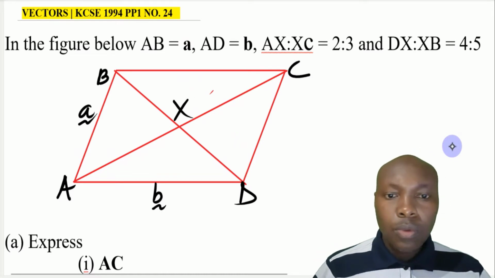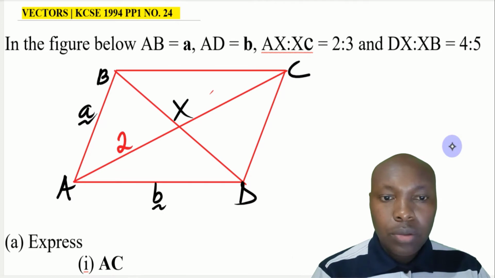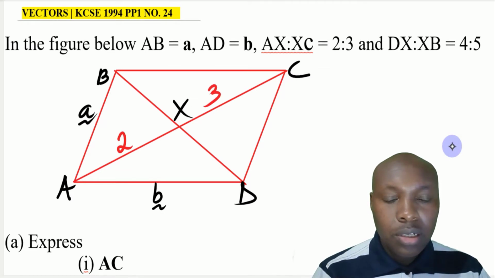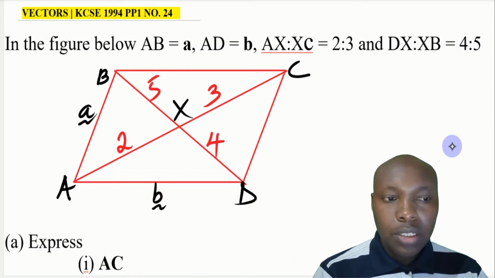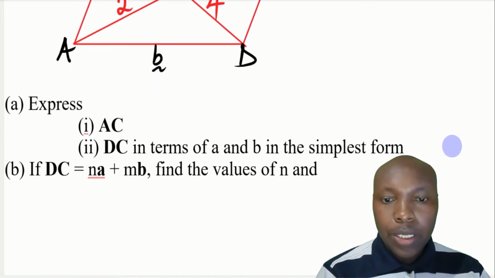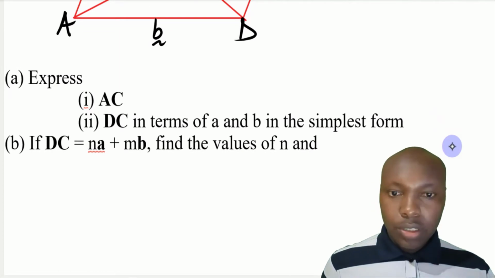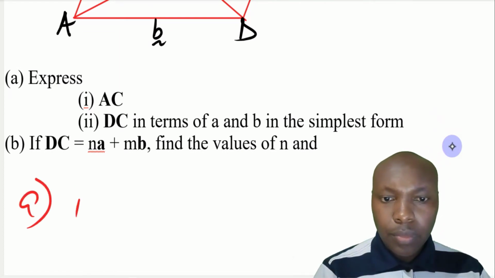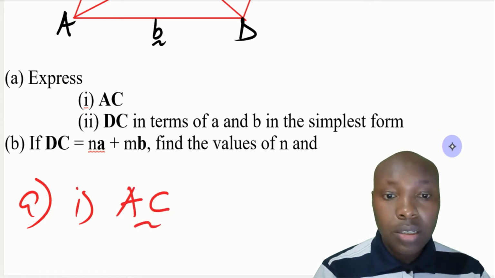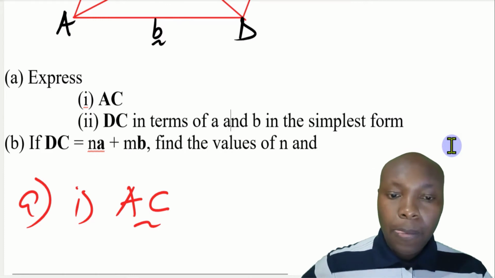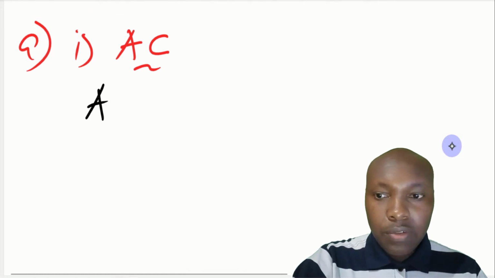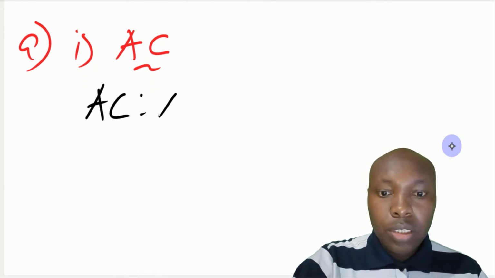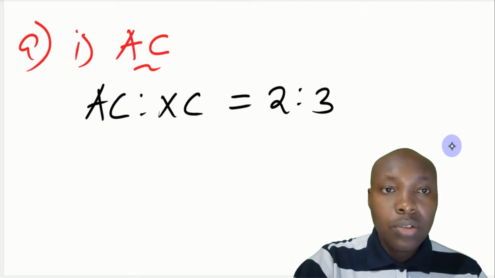So let's go direct to the solution. Given that AX:XC is 2:3, that is the ratio, and then DX:XB is given as 4:5. So let's go to the first part of the question. We want to find AC in terms of a and b. To get that, we need to use the ratio that we have identified above, AX:XC, which is given as 2:3.